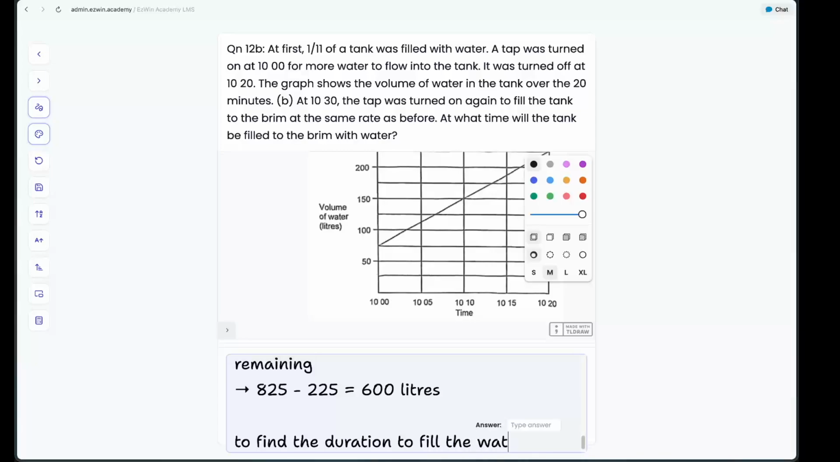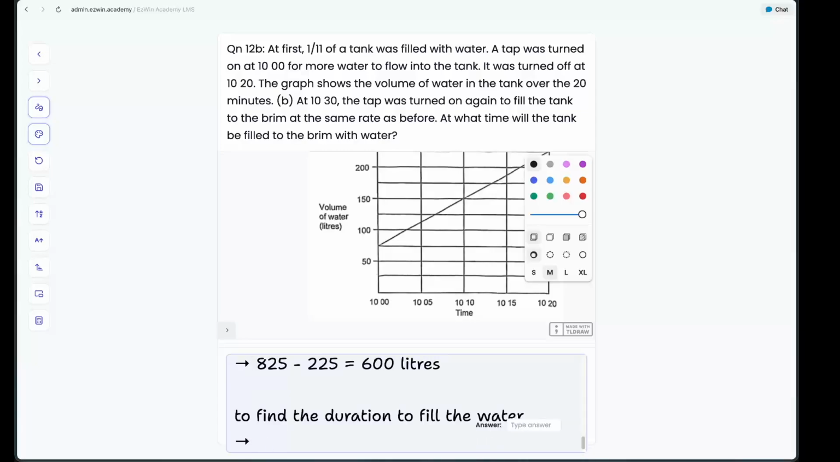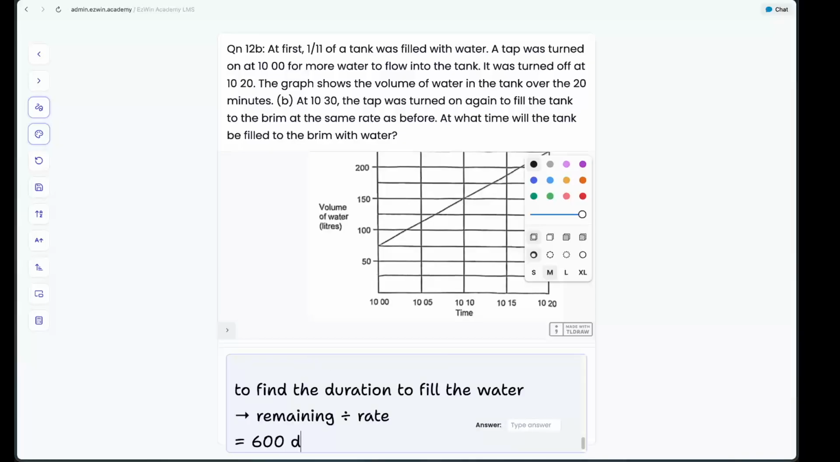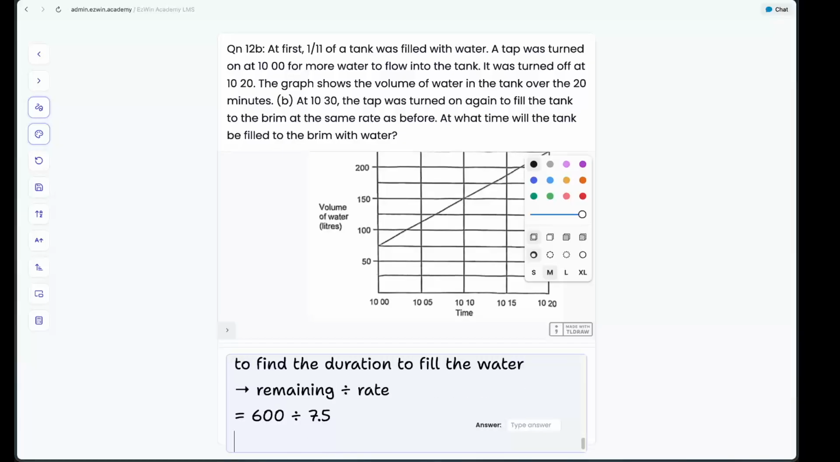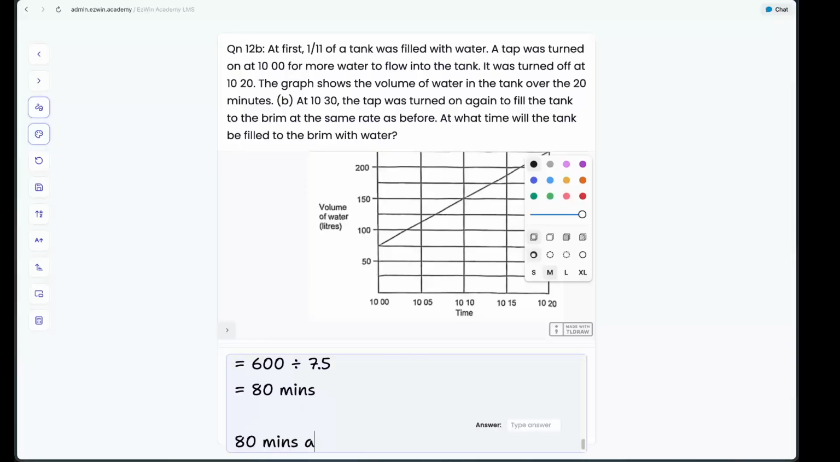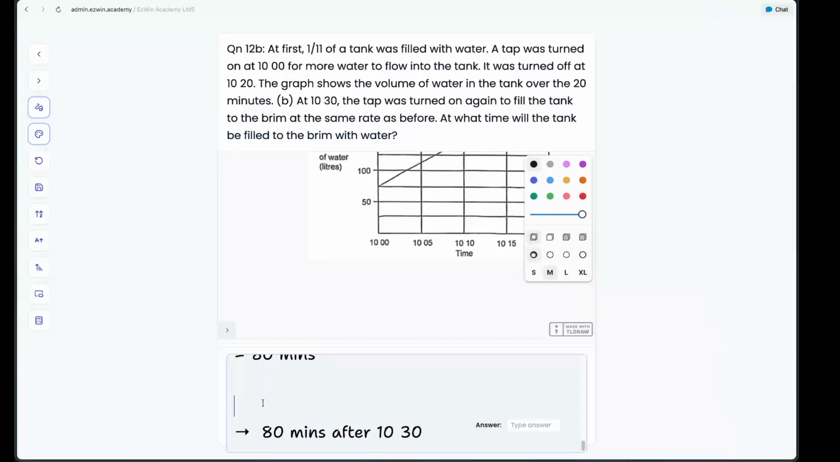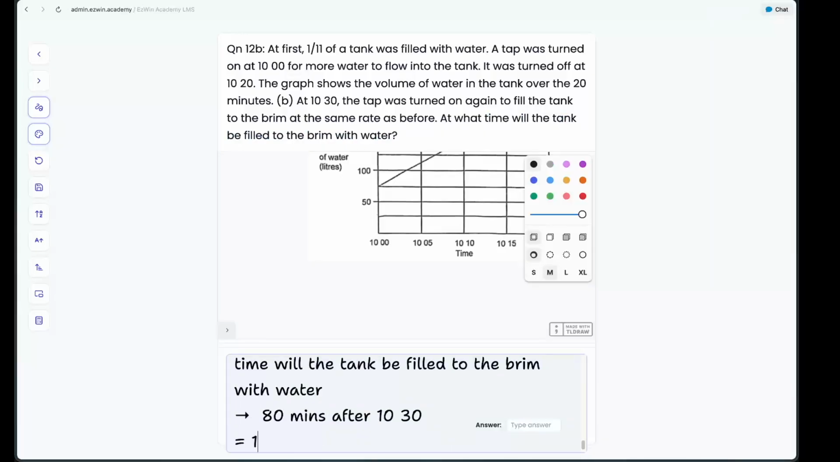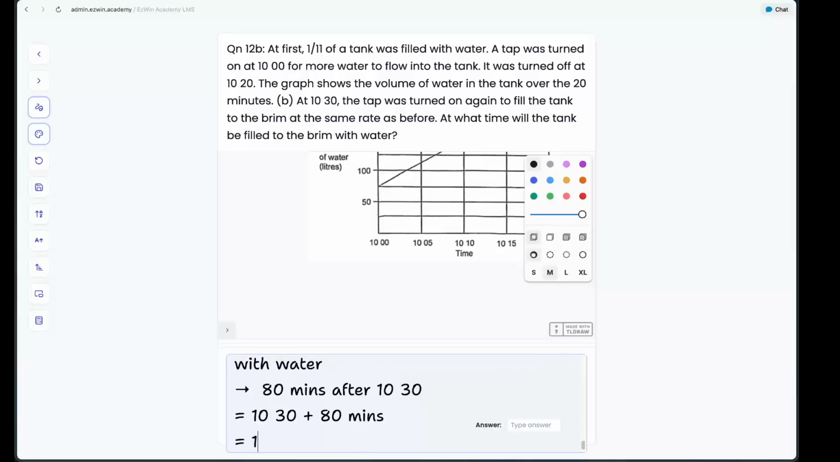To find the duration to fill the water, we need to have the total remaining divided by the rate. In this case it is 600 divided by 7.5, and this will give us 80 minutes. Since it starts at 10:30, the time the tank will be filled to the brim with water will be equal to 10:30 plus 80 minutes, and this will give us 11:50. Right, there you go. So the answer is 11:50.